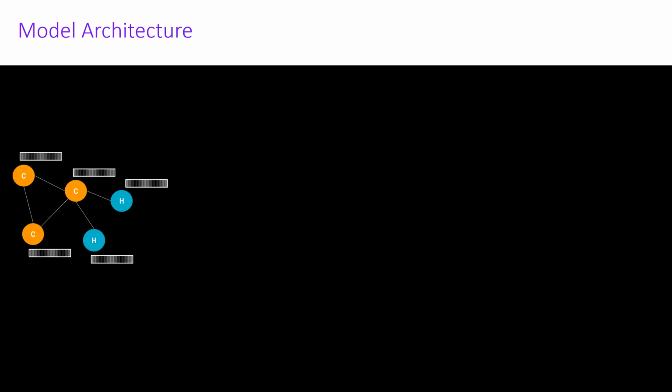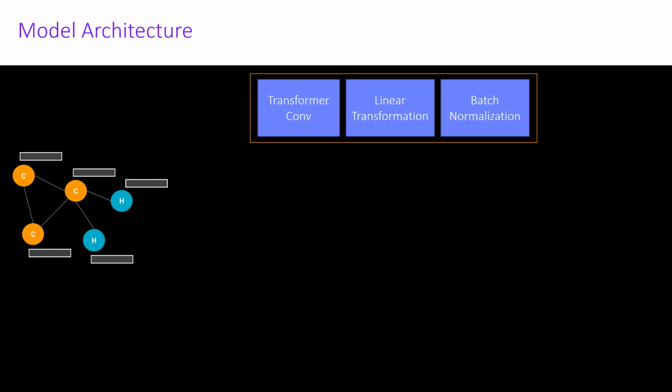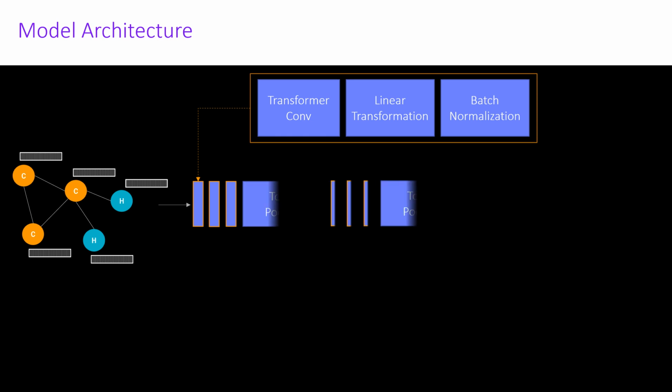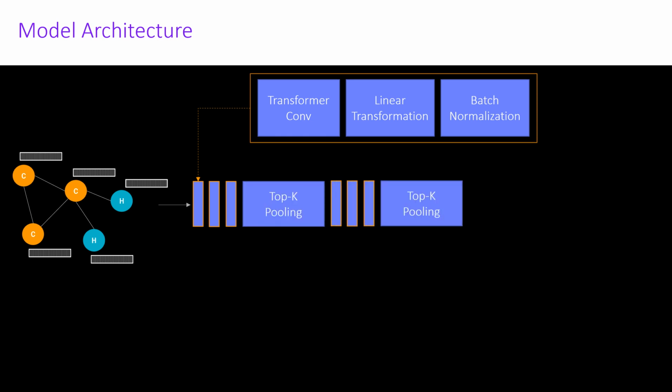Now let's have a look at the current architecture of the model. I've built these blocks that consist of a graph transformer layer, then a linear transformation applied on the output, and finally batch normalization. I stacked these blocks several times, and every couple of layers I apply top K pooling to reduce the size of the graph. I also talked about this in the last video. The intermediate embeddings after each pooling step are aggregated into a global graph representation.